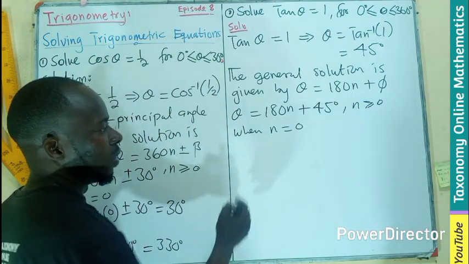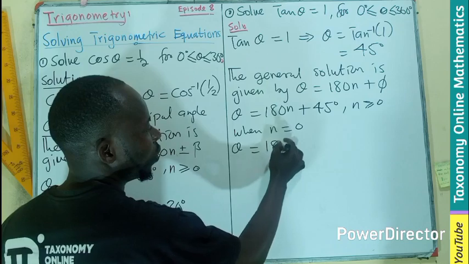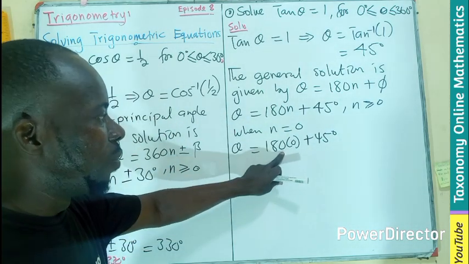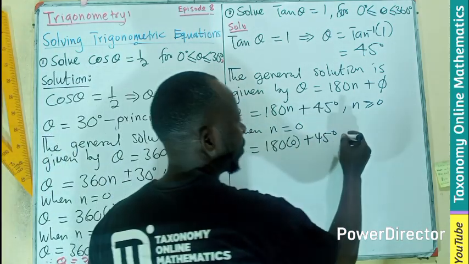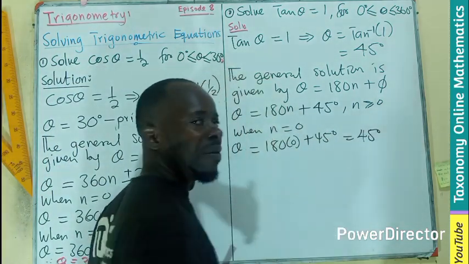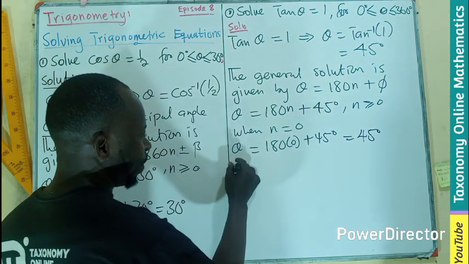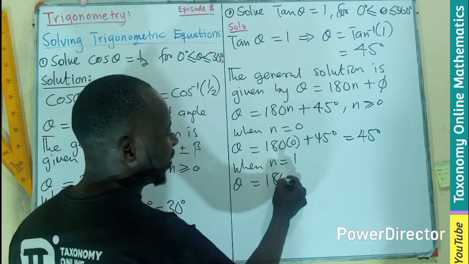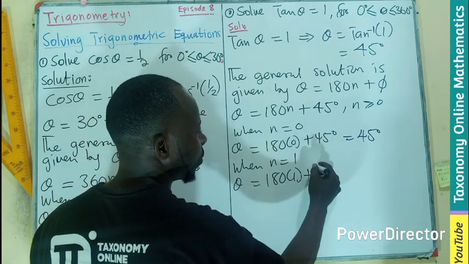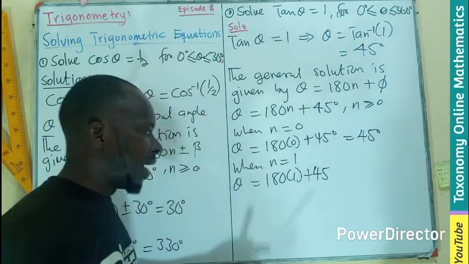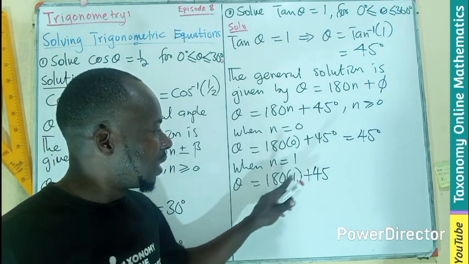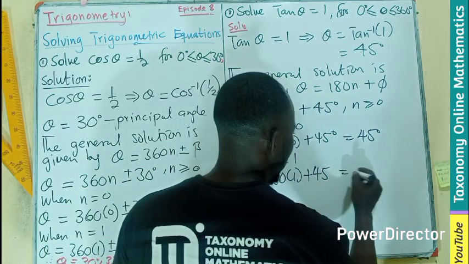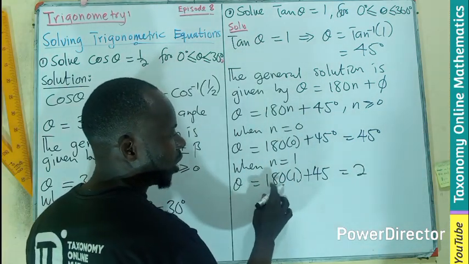So we know n is bigger than or equal to 0. When n is 0, your theta should be equal to 180 times 0 plus 45 degrees. This here will be giving you 0, and 0 plus 45 will still give us 45 degrees. That's the first one. Then, when n is equal to 1, theta will be 180 times 1 plus 45. And 180 times 1 will still be 180, plus 45 will be 225.